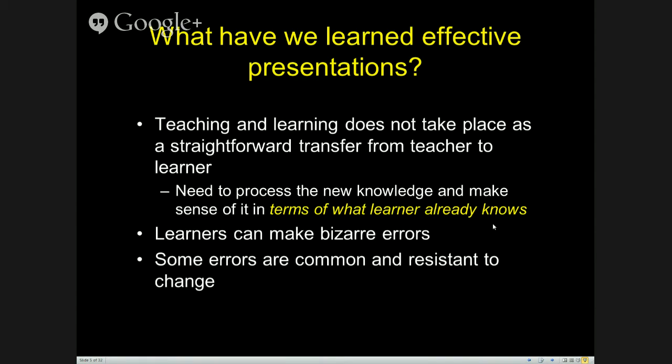So when we think about effective sessions, effective presentation, what have we learned? What cognitive psychology is telling us is that teaching and learning is not straightforward. It doesn't happen by magic that you do a presentation and at the end of the 7 or 8 minute presentation, magically you become highly skilled or highly expert in that knowledge. All of us need to process the new knowledge that's being presented and make sense of what we already know.